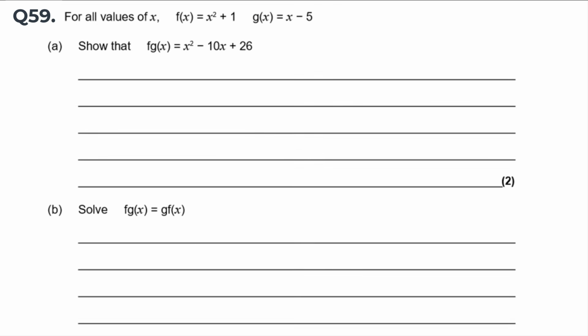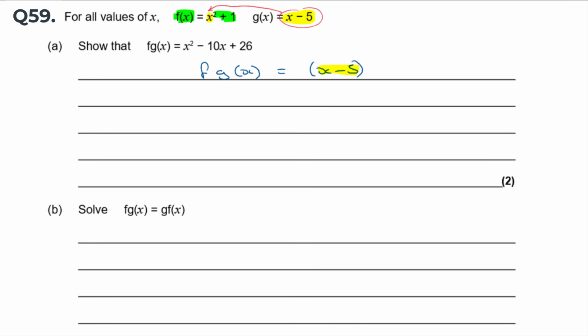Okay? For all values of x, f of x equals x squared plus 1 and g of x equals x minus 5. Show that f of g of x equals x squared minus 10x plus 26. Right, so again, I'm going to take g of x, x minus 5, and I'm going to imagine it where the x is in f of x. So if f of x is equal to x squared plus 1, then f of g of x is going to be taking x minus 5, sorry, not 2, x minus 5, and replacing that x with it.